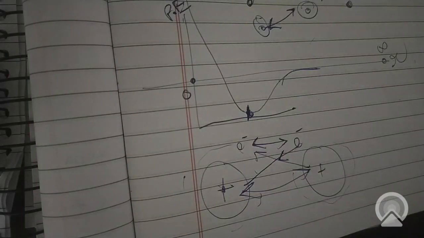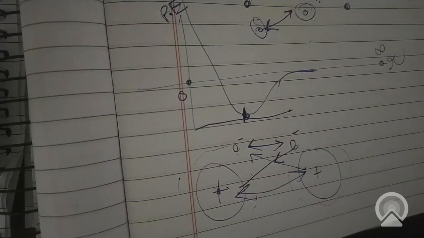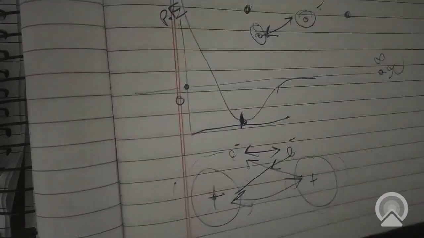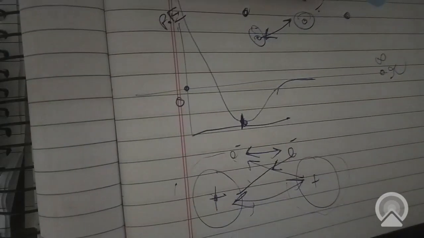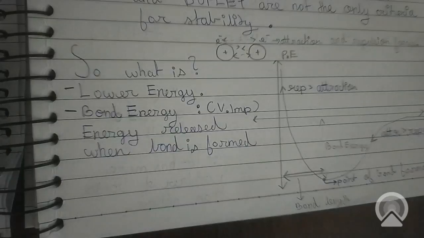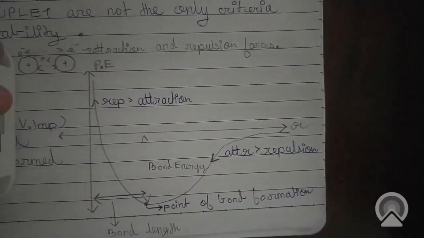Now, as I bring those molecules even closer, I'm bringing the protons closer and closer. I'm bringing the moving electron clouds closer and closer, and hence there is a rise in the potential energy. So now let's go to the neater notes and try to understand this.